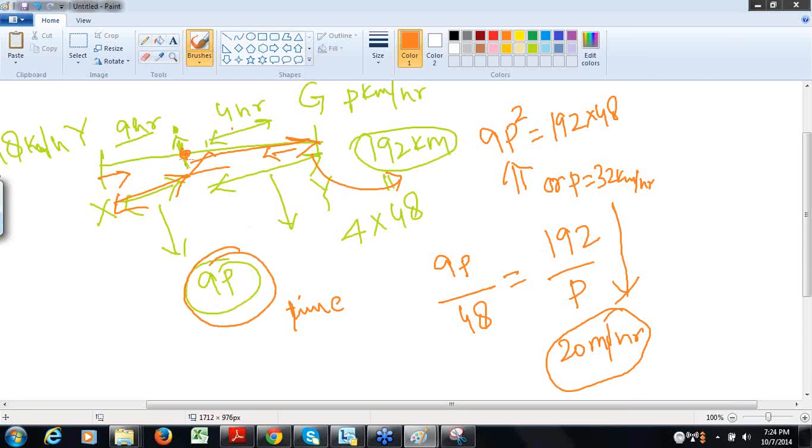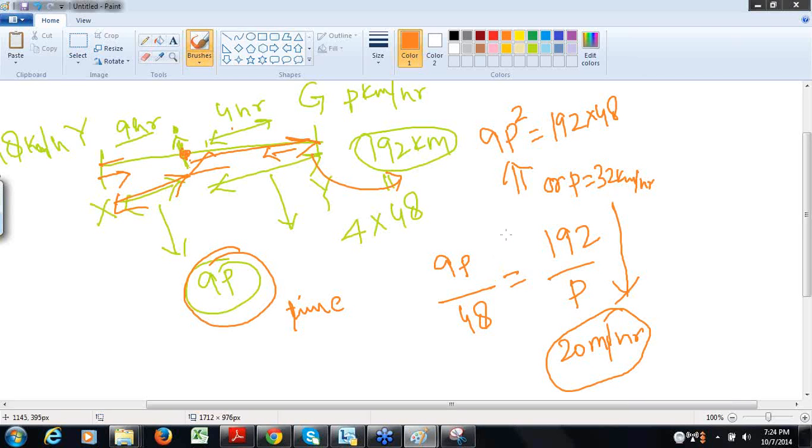Now in the first case, when they met, what was the time taken by Yana from here to here? 9P is the distance and 48 is the speed, so distance upon speed. Similarly, how much did Gupta take from point Y to X? 192 is the distance, and the speed of Gupta is P. So 9P by 48 is equal to 192 by P. Just calculate. 9P square is equal to 192 into 48. So P is equal to 32 km per hour.